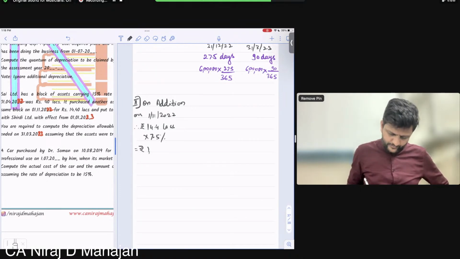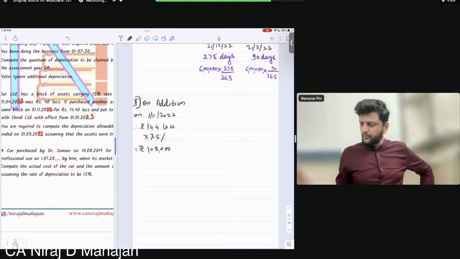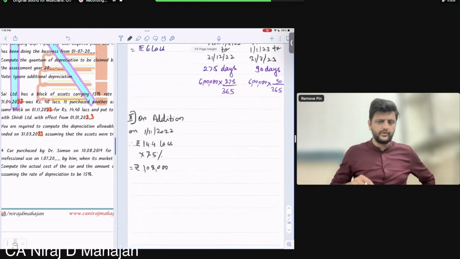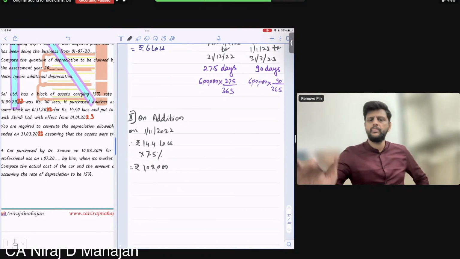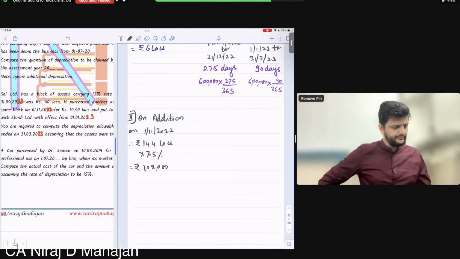Which comes to 1,08,000. Apportion and give me for Sai this figure of 1,08,000. Apportion, try. Once you're done, type the answer.